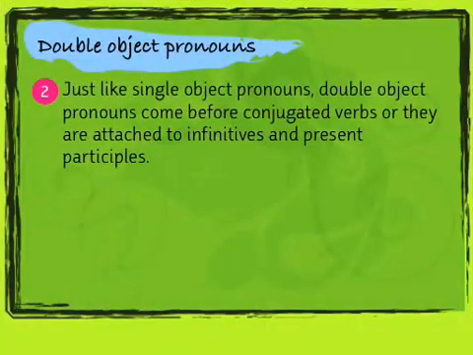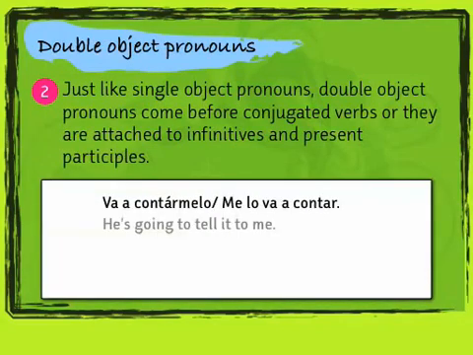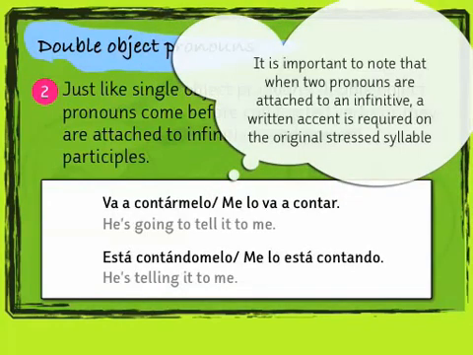Just like single object pronouns, double object pronouns come before conjugated verbs or they are attached to infinitives and present participles. Va a contármelo. Me lo va a contar. He's going to tell it to me. Está contándomelo. Me lo está contando. He's telling it to me. It is important to note that when two pronouns are attached to an infinitive, a written accent is required on the original stressed syllable.